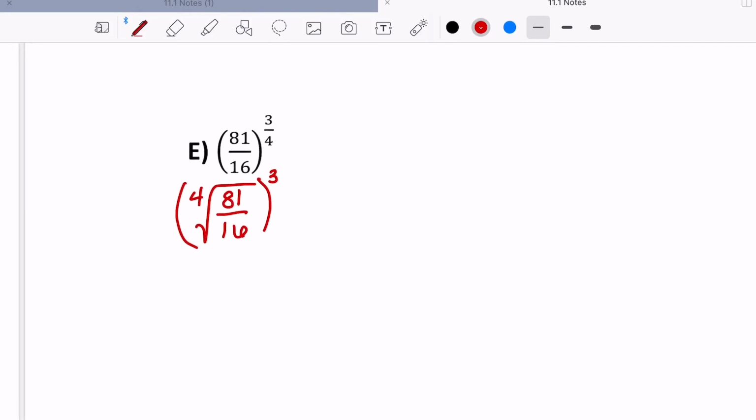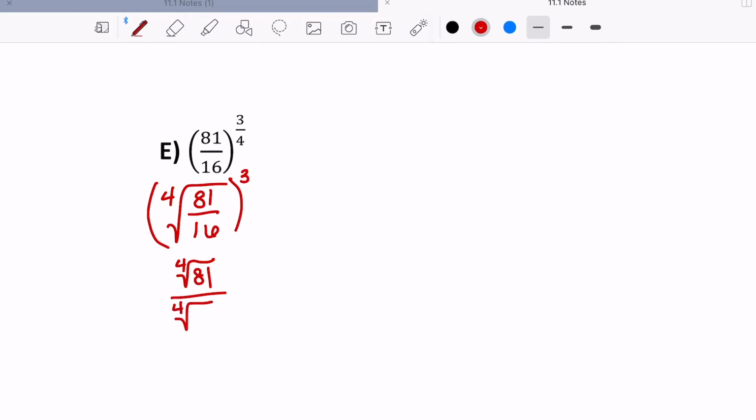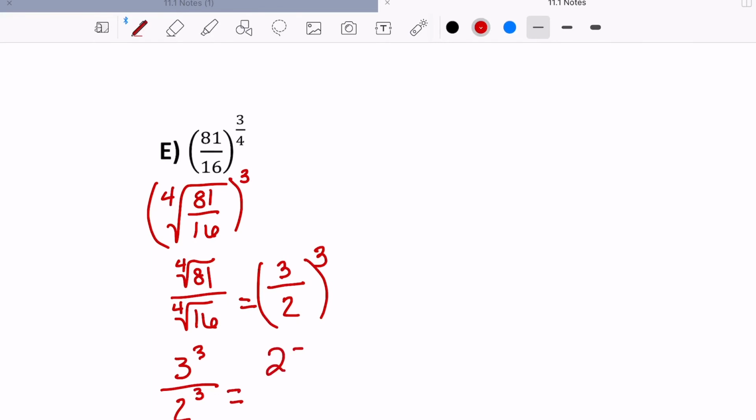Okay, remember when we're working with roots and fractions, we can split them up, right? We can take the 4th root of 81 and divide it by the 4th root of 16. This becomes 4th root of 81 is 3, and the 4th root of 16 is 2. Okay, now we still have to raise this to the power of 3. So we have 3 cubed divided by 2 to the power of 3. Finish simplifying, and we have 27/8.